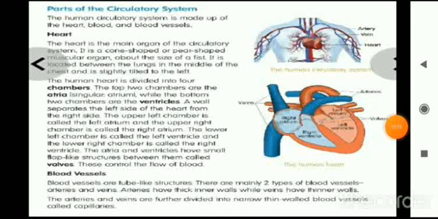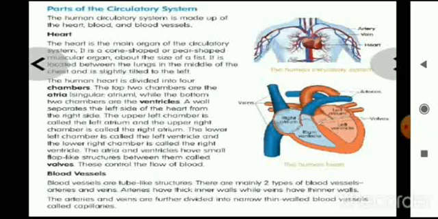Now moving towards heart. Do you know what is a heart? Your answer will be, the heart is the main organ of the circulatory system. And what is its shape? It is cone shaped or pear shaped. And our heart is divided into 4 chambers. Human heart is divided into 4 chambers.